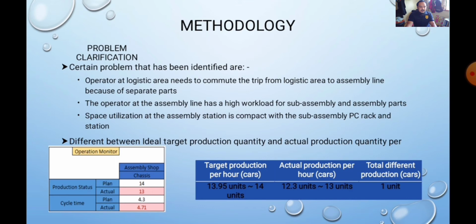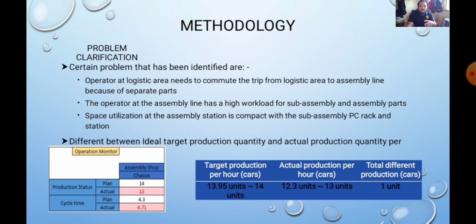Okay, as we can see, the table at the right shows the ideal target of the production quantity and the actual production quantity per hour, which is every hour there is one unit of back order product. All the back order products always need to catch up to sync with the customer's demand, which means all the back order product will make an overtime production.